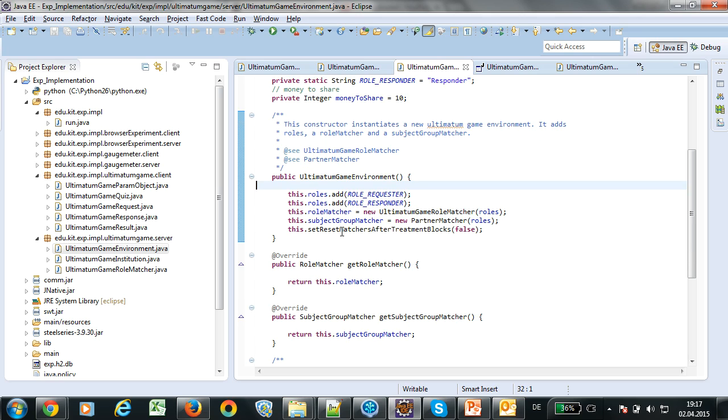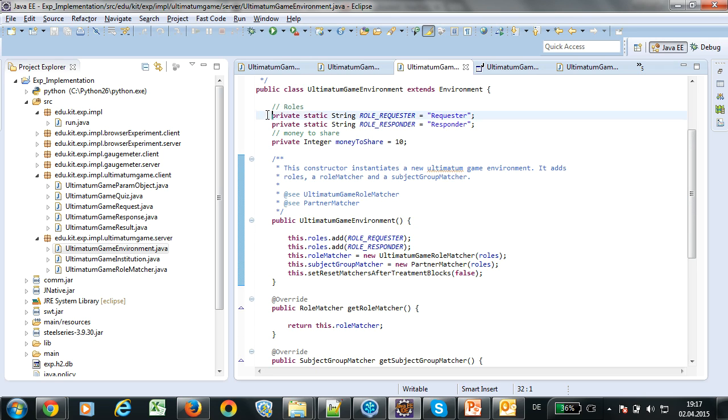Okay, coming back to the environment. The first thing that I described is the various roles that are interesting. For example, the requester and the responder are the roles that we need in this case. And then we also have the money to share. So let's say you have two treatments in your experiment, then you configure different values in here, and then you can play between the institution and the environment to describe different flows that you are interested in for the treatments, or to show different values on different screens.